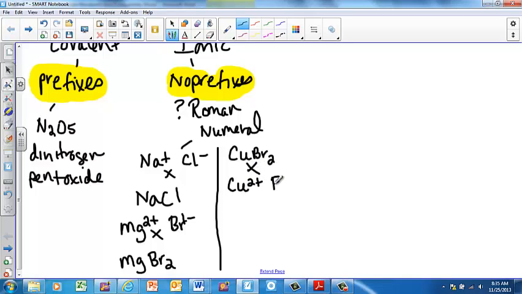Well, the fact that I have 2 bromides tells me that copper has to be copper 2, and bromide is always going to be a 1 minus. Okay? And this one would be copper 2. Why is it copper 2? Because I'm dealing with a copper 2 ion.